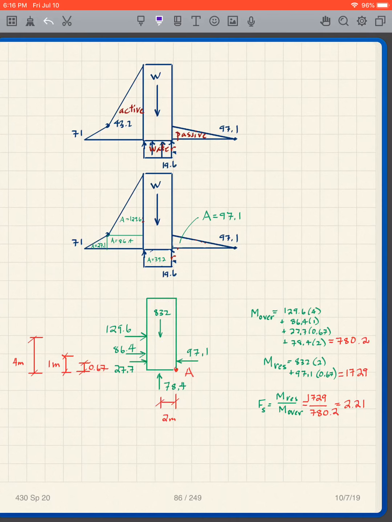And take moments about that point there. And we get our overturning moment is that, our resisting moment is that. The factor of safety then is that 2.21. So this wall passes. I have factor of safety greater than 2 in this case. So this design works.